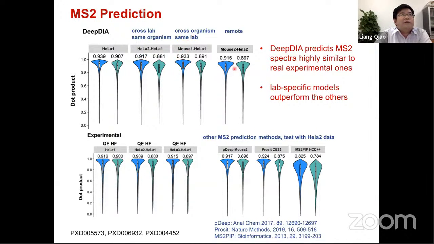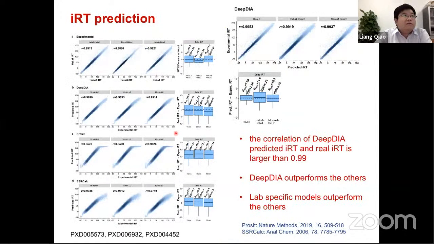And it works better than the remote ones or the closed lab ones. And similarly, we can also do the IRT prediction. Basically, the correlation of the predicted IRT by DeepDIA and the real IRT is larger than 0.99. It's similar to the experimental repeats, compared to the other prediction tools like ProSite and SSRCalc. The performance is also better here with DeepDIA.